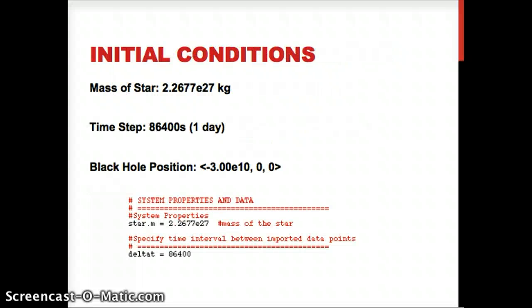We were given some initial conditions in the lab. These initial conditions are the mass of the star, which is 2.2677 times 10 to the 27th kilograms. Our time step is 86,400 seconds, which is 1 day, and the position of the black hole is the vector -3 times 10 to the 10th, 0, and 0. We plugged these initial conditions into our code as follows. Star m equals 2.2677 e to the 27th, that's the mass of the star, and delta t equals 86,400 seconds, which is 1 day.